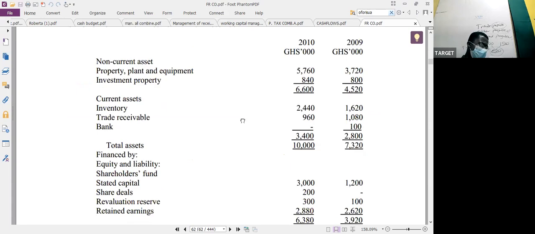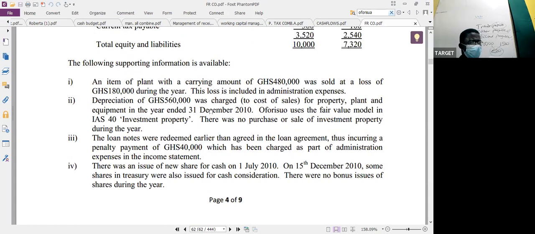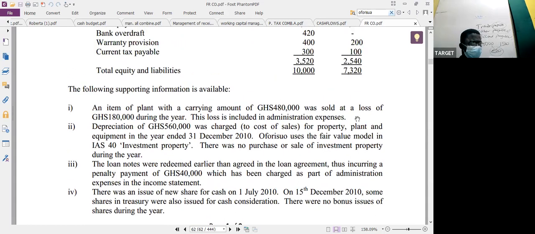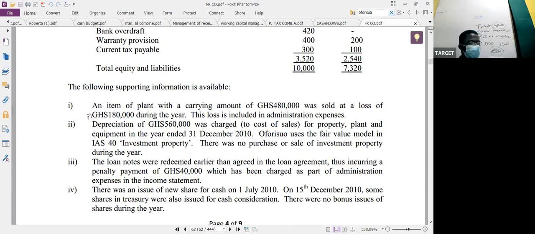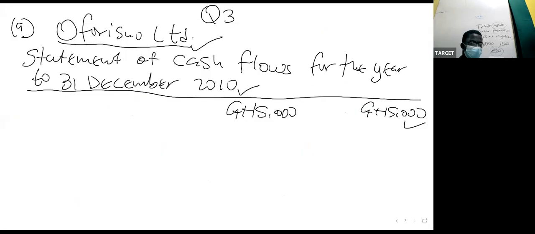Footnote is here. Additional information available. An item of plant with a carrying amount of 480,000 was sold at a loss of 180,000 during the year. This loss is included in administrative expenses. So here, note 1, you write something small against it. Anytime they say sale, let me summarize it here for you. Where should I even do it? Let me do it on the far page. Summary.